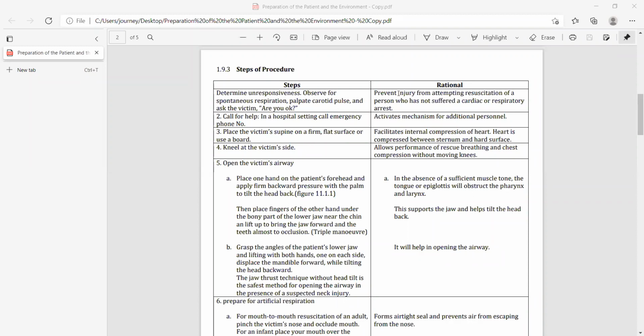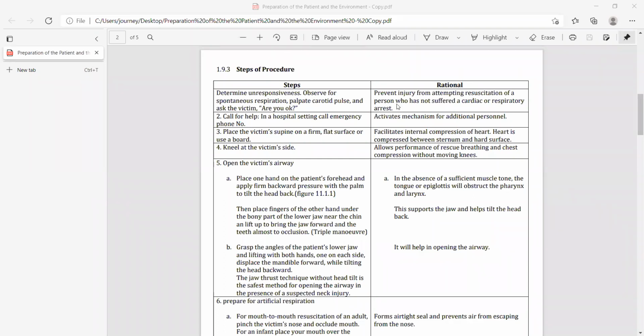Okay. What is rationale? Rationale means, like, this is the step, okay? Why are you doing this step? There is a rationale, okay? Why are you doing this? So why are you performing this step? That is the rationale, okay? So why do we need to determine unresponsiveness, observe for the spontaneous respiration, and also palpate the carotid pulse, okay? And we have to ask the victim whether he or she is okay or not.